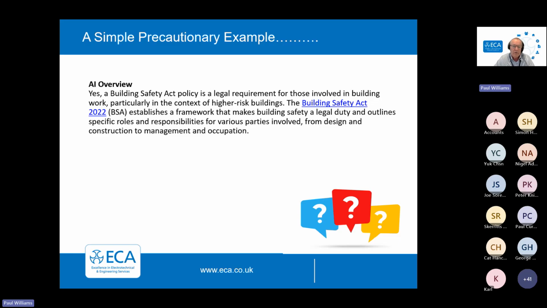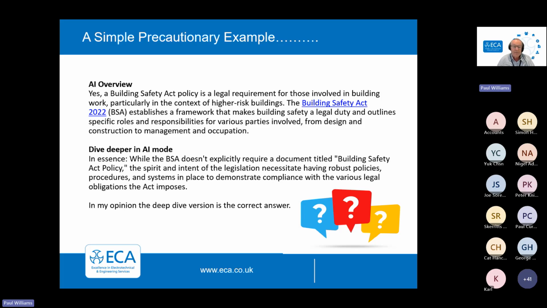For those of you who've used AI at all, you very often get an overview answer, but then you can do a deep dive. He then did a deep dive, and it said, in essence, you don't explicitly need a building safety policy, which both Tony and I think is the correct answer. But it was interesting to see that the initial answer was, yeah, you need one, but subsequently the deep dive said no.